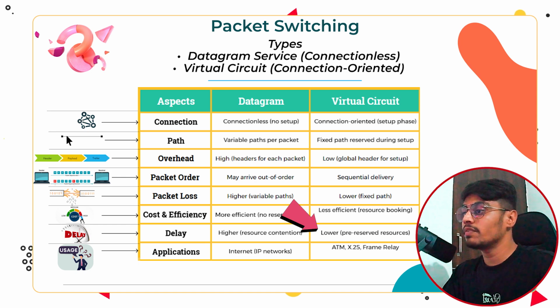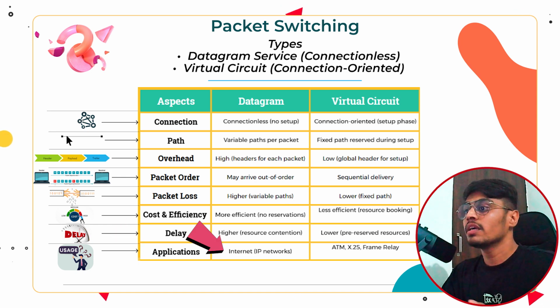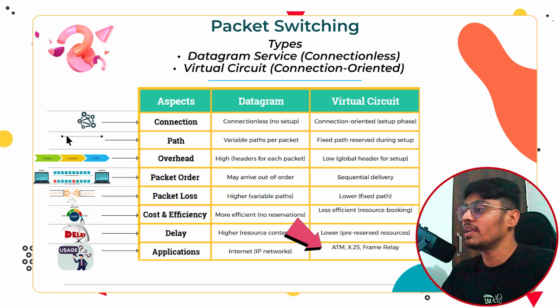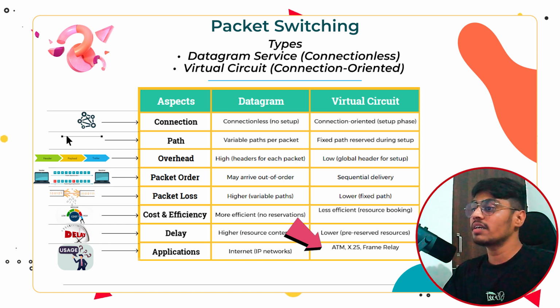Okay, datagram service is widely used nowadays, especially in the internet, which we call the IP network. The entire network layer that we study relies on datagram services. Virtual circuit is used in technologies like frame relay, X.25, and ATM. ATM is what? Asynchronous transfer mode, not automated teller machine. These are the key differences between datagram switching and virtual circuit switching.